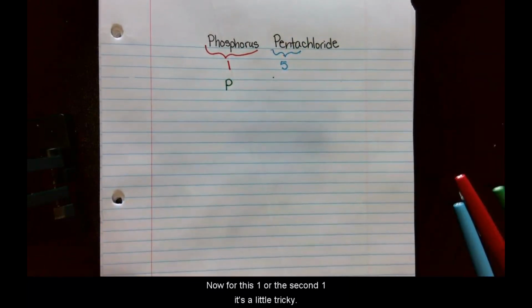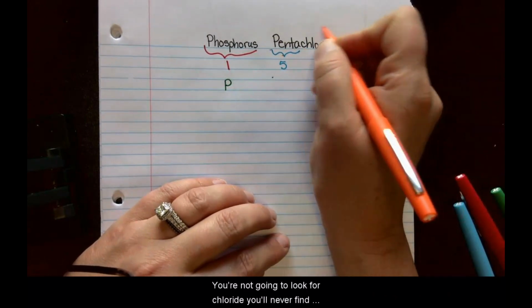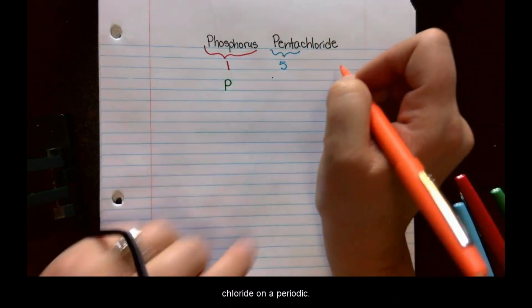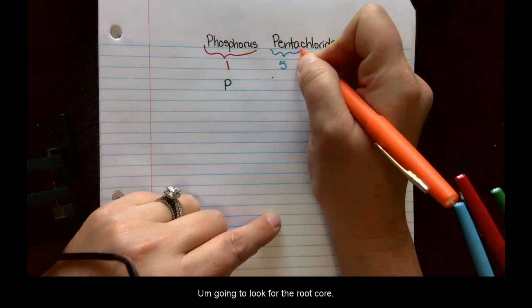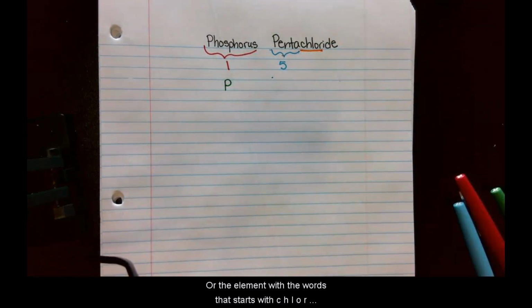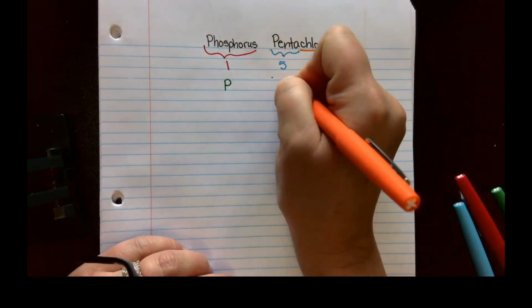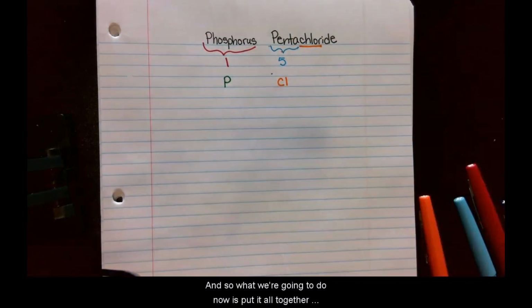Now for the second one, it's a little tricky because you're not going to look for chloride. You'll never find chloride on a periodic table. You're going to look for the root chlor, or the element with the word that starts with CHLOR, and it ends up being chlorine, and so the chemical symbol is Cl. And so what we're going to do now is put it all together.